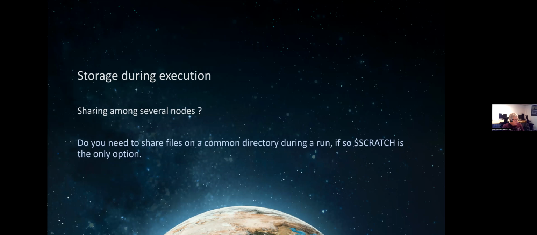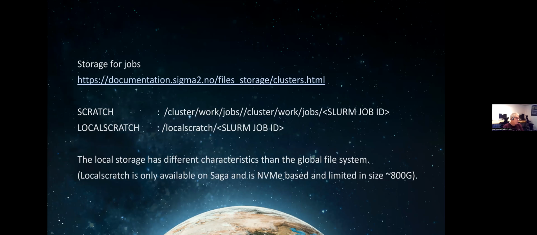If you are sharing data on several nodes, then you cannot use a local file system, because the local file system is confined to each node. So there is nothing you can do with that. Storage for jobs is documented easily, so you can find all the things you need there.